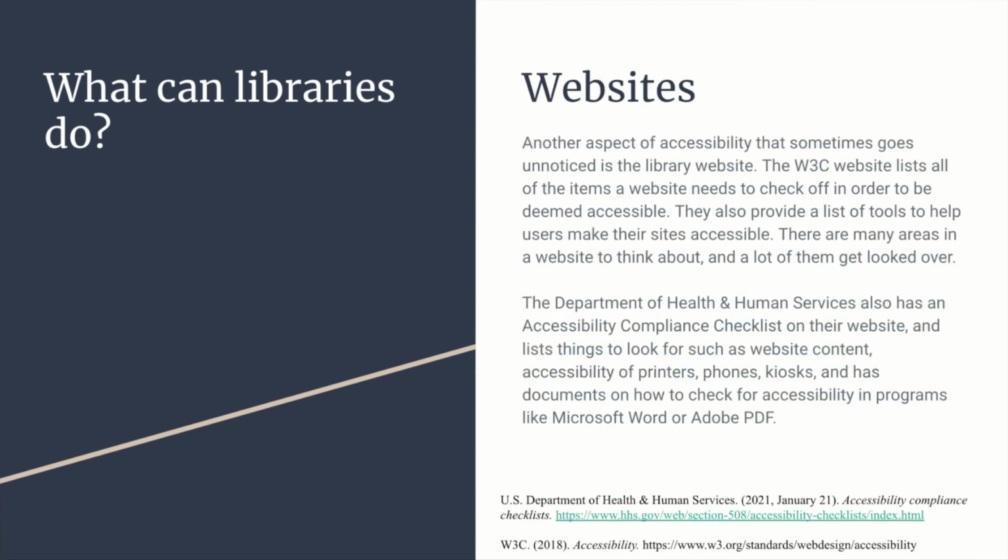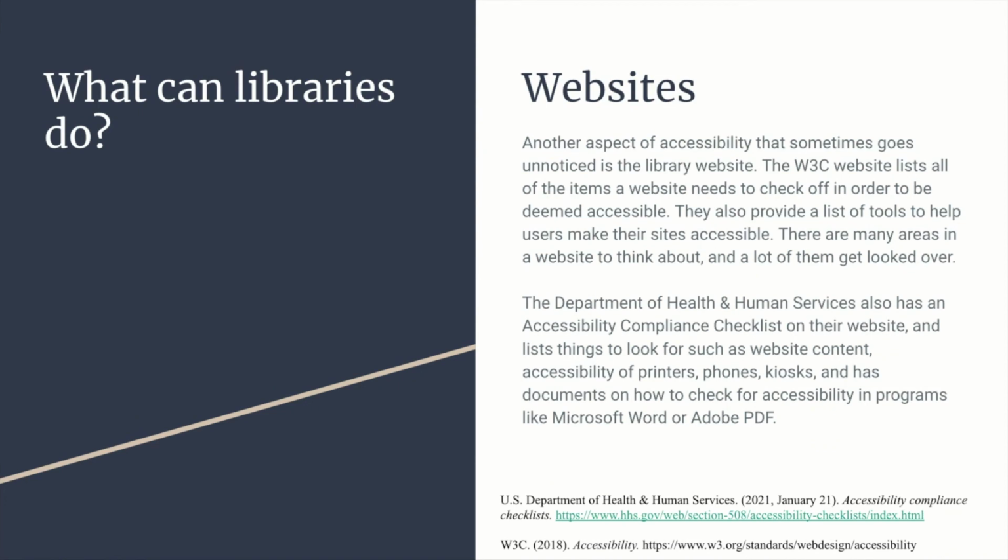Additionally, the website itself should be accessible. W3C has a website that lists all of the aspects of a website that should be accessible, and tools to help website creators accomplish this. There should be captions on all pictures and videos, the ability to use a screen reader to read the information, keyboard navigation, and color contrast options.